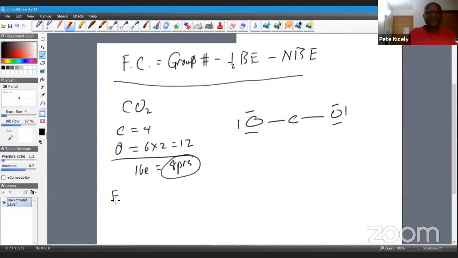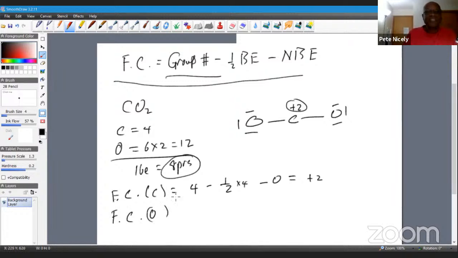The next step is to calculate the formal charges. Using this formula up here, we're going to calculate the formal charge first for the carbon. That will be equal to the group number of carbon, which is 4, minus half the number of bonding electrons, which is half of 4, minus the number of non-bonding electrons, and carbon has no non-bonding electrons. Therefore, this gives you a total of +2. So the formal charge on the carbon here is +2. We're going to do a similar calculation for each oxygen. Each oxygen atom has the same electronic arrangement as far as their valence electrons are concerned, so we can do one calculation for both oxygens.